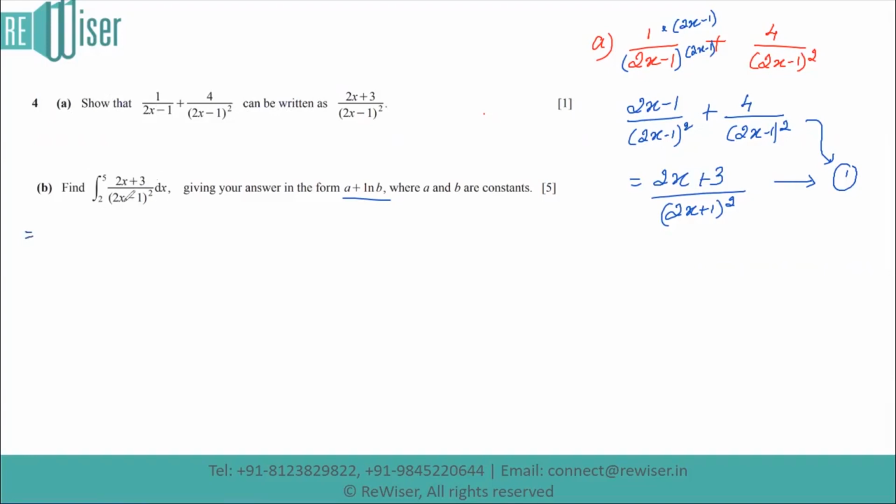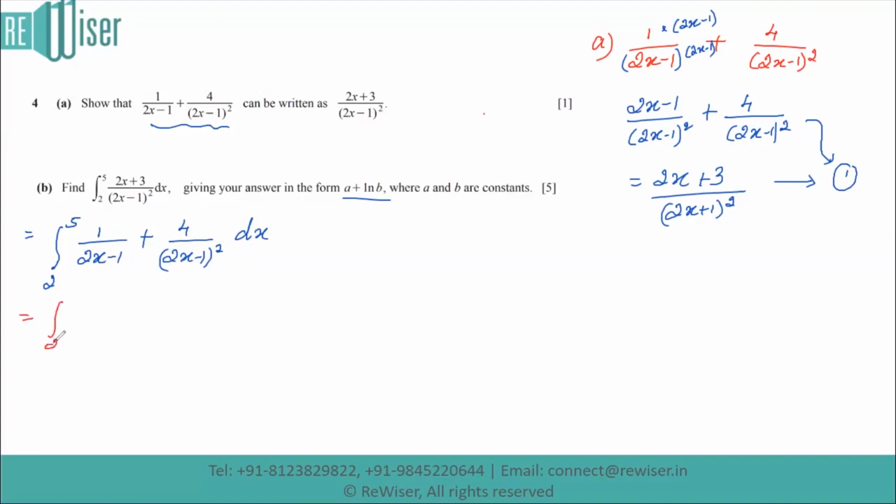Now (2x plus 3) over (2x minus 1) squared can be written like this. So I'm going to rewrite the integral expression as the integral from 2 to 5 of 1 over 2x minus 1 plus 4 over (2x minus 1) squared, and I need to integrate this with respect to x. In that case, I have to rewrite this 4 over (2x minus 1) squared.